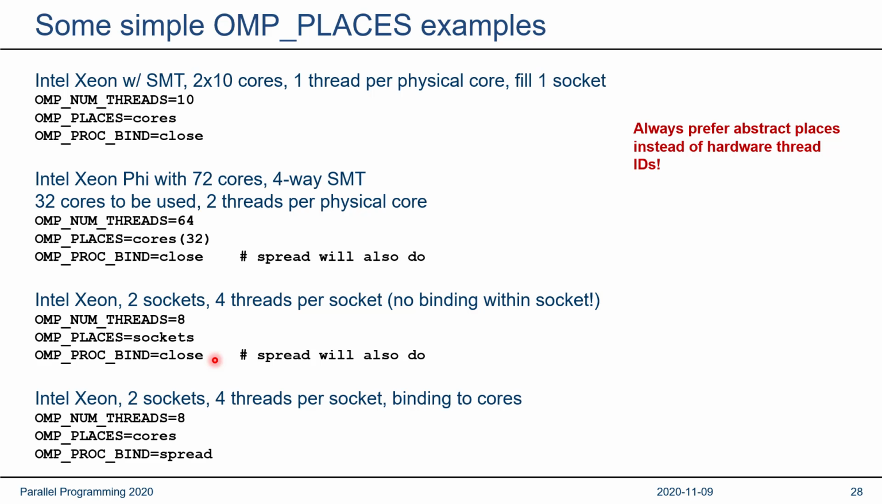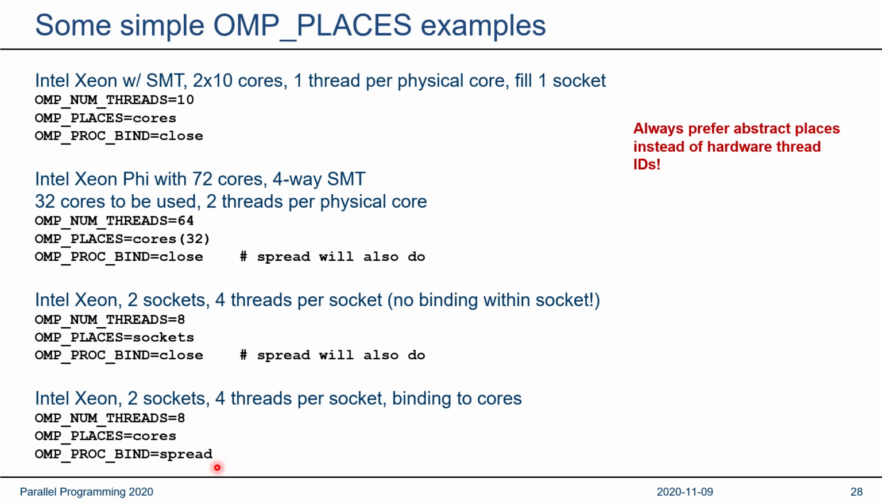And finally, Intel Xeon server processor again, 2 sockets. I want to run 4 threads per socket, but I want to bind the threads to cores. Again, I want to run 8 threads. OMP_NUM_THREADS should be 8. OMP_PLACES is cores. Then, in order to spread out the threads evenly across the system, I'm specifying OMP_PROC_BIND equals spread. Here it does matter. If I had written OMP_PROC_BIND equals close, I would only be using the first 8 physical cores on the first socket of the machine.